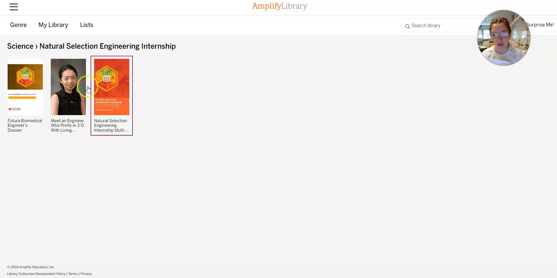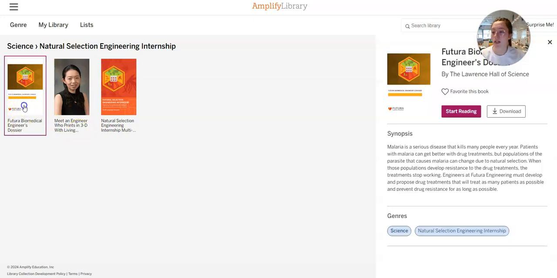Okay? These other two, you're more than welcome to look through. This last one is a multilingual glossary. So if English is not your first language, you might want to check this out. It could be helpful. And then this is a fun article about meeting an engineer who actually prints 3D for a living, okay? But we'll go into the dossier here.